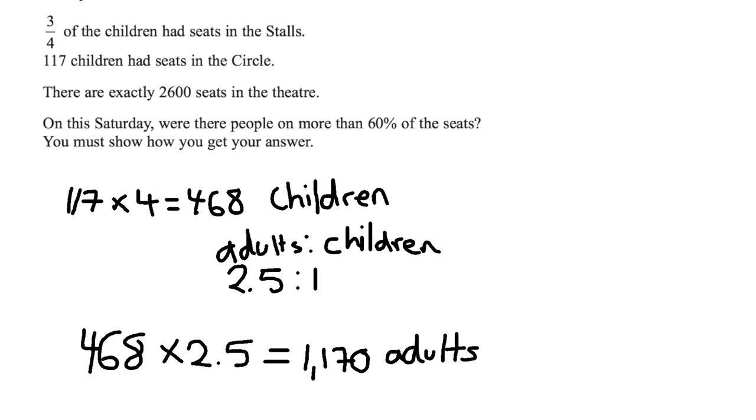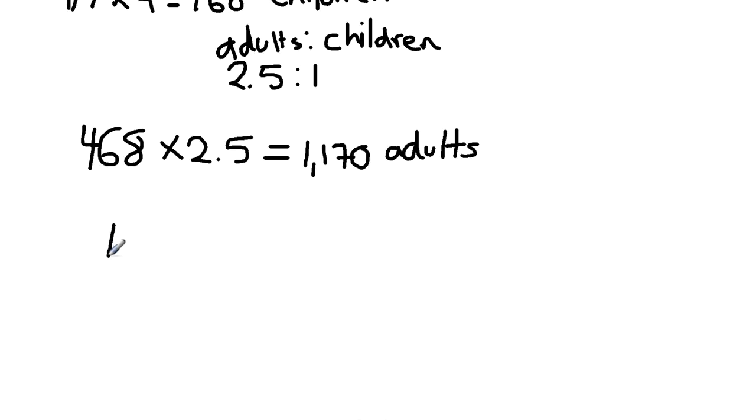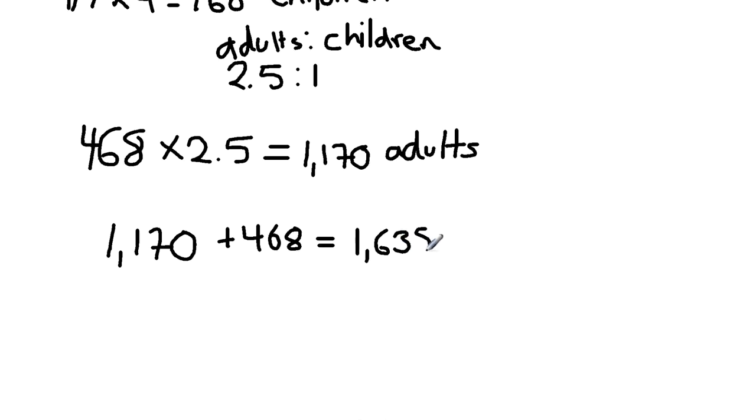I'm now going to add the number of adults and the number of children together. So 1,170 adults plus 468 children equals 1,638 people in total.